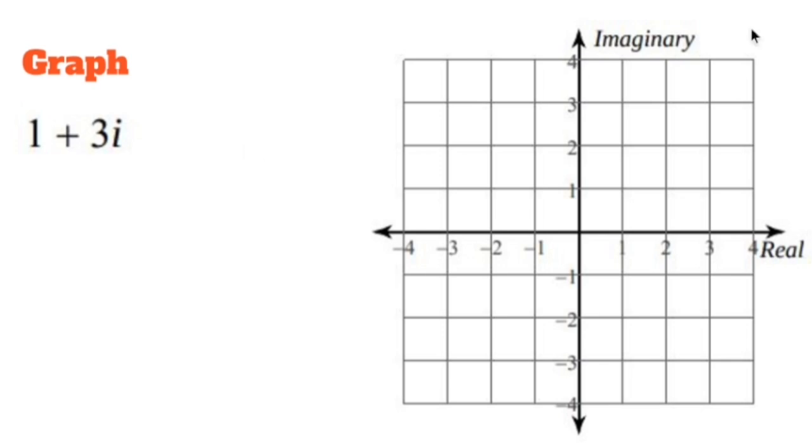Let's graph this point on the imaginary plane. So 1 is the real number, 3 is the imaginary number, the complex part. So go right 1, go up 3.